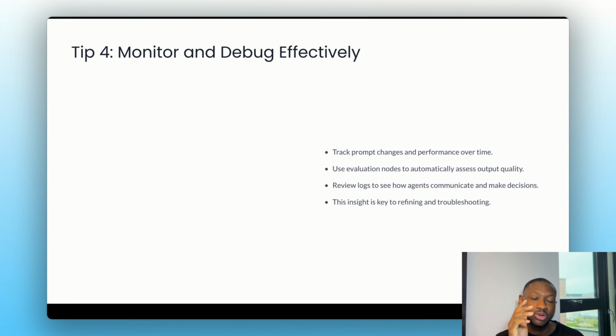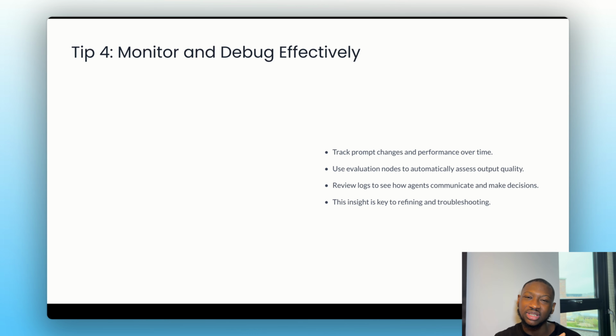And also make sure to always monitor and debug effectively. Always track prompt changes and performance over time. Let's say you ran your AI agent and saw that it didn't handle a use case as you expected. What you will do is change that prompt and reuse the evaluation nodes, which I have a video that explains how to run the evaluation, and track the performance.